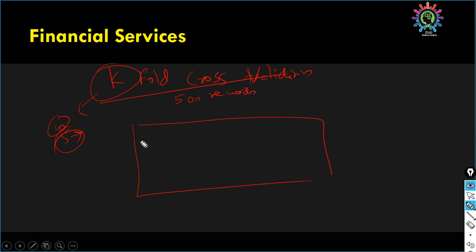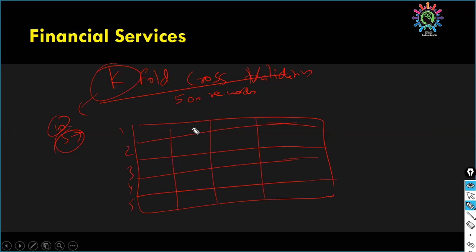5 folds இருக்கு. 1, 2, 3, 4, 5. So this is 1, 2, 3, 4, 5. So here it will distribute, divide this itself into another 5 folds.